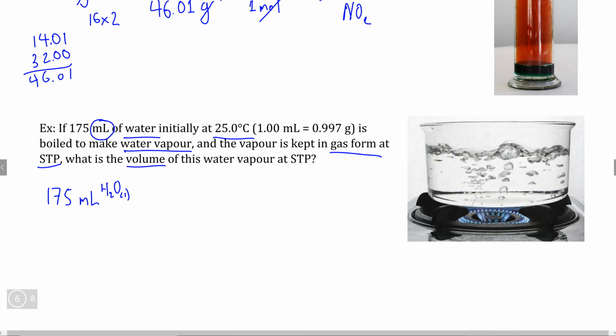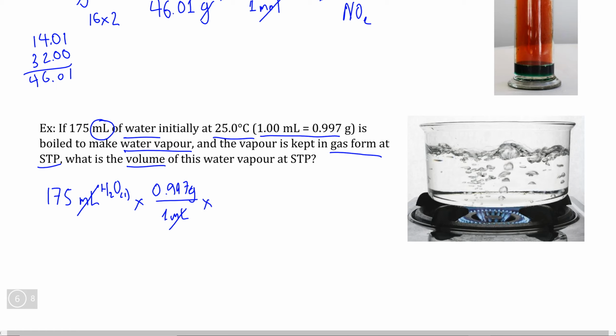So we can't do much with the volume of liquid. We eventually need to find out how many moles this is going to be to find the gas volume. But because this is given as a volume and not as a mass, we need to use water's density. So from the question, we are given that 1 milliliter of water is equal to 0.997 grams, so milliliters cancel, and this tells us the approximate mass of the 175 milliliters of water.